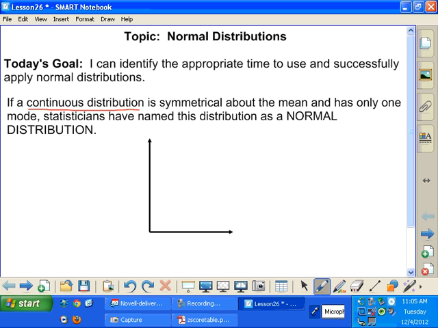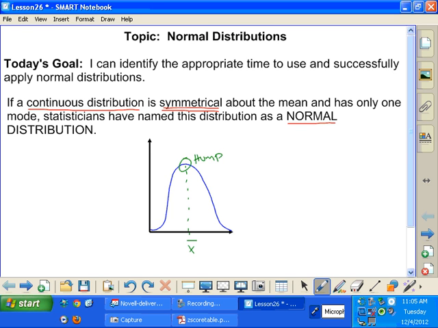So I'm no longer worried about any skewing or bimodal. Okay, if it's symmetrical about the mean, it has only one mode, and we talked about this very briefly in the previous lesson. And it takes on that shape, and it only has one hump, and the location of the hump is at the mean. So if that is the case, and that's what we're looking at today specifically, then we have what's called a normal distribution.